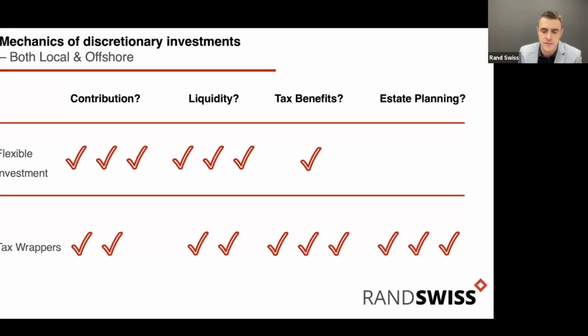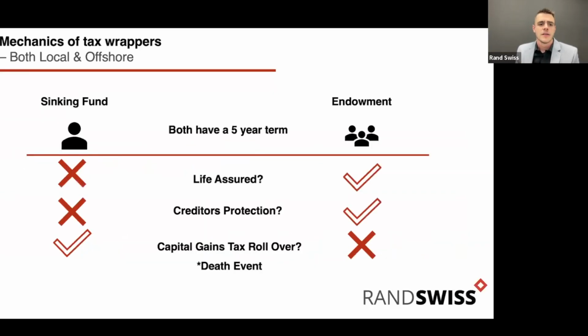But again, I'll unpack that further in the presentation. In terms of tax benefits and estate planning benefits, we feel this is one of the best products out there. And that's why I've given it both 3 out of 3 stars for both its tax benefits and estate planning benefits. Now, when I talk about tax wrappers, there's 2 different types you can get. Some of you may be familiar with one or the other, but I'm going to unpack both. There's a sinking fund and there's an endowment.